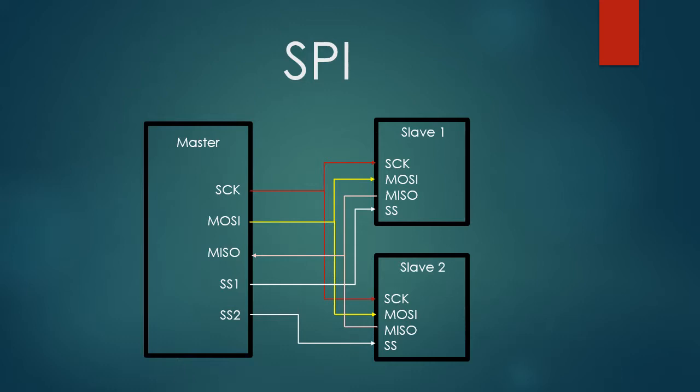SPI uses 4 wires for communication. One of them is for the serial clock, 2 of them are for transmitting and receiving data, and one for selecting the appropriate device. The protocol is full duplex since the master device can receive and send data at the same time.